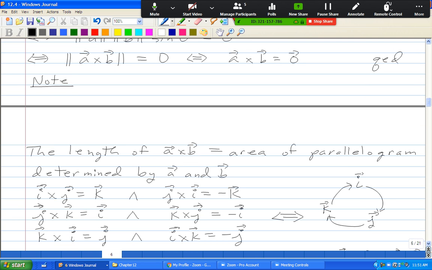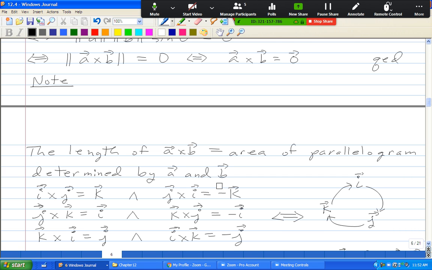Okay, so note the following. The length of A cross B, the norm of A cross B, is the area of the parallelogram determined by the vectors A and B.